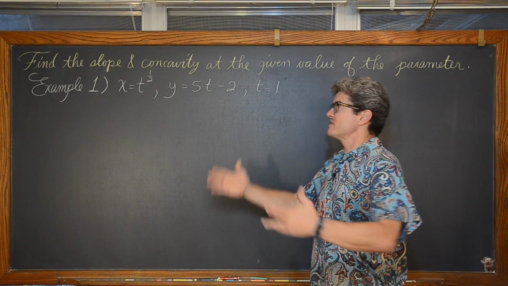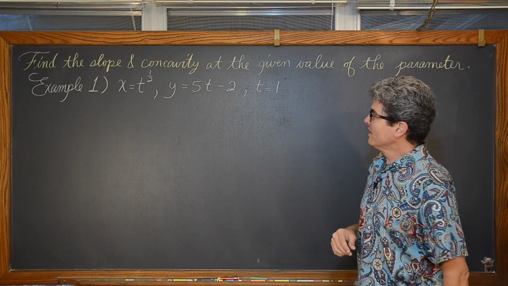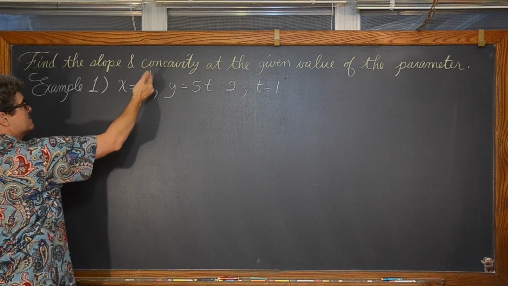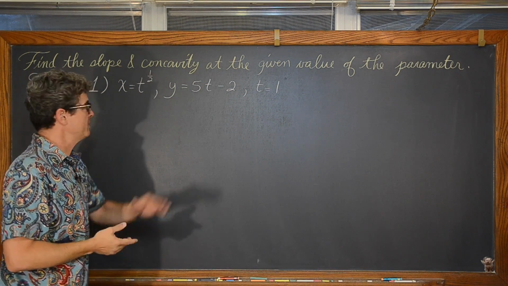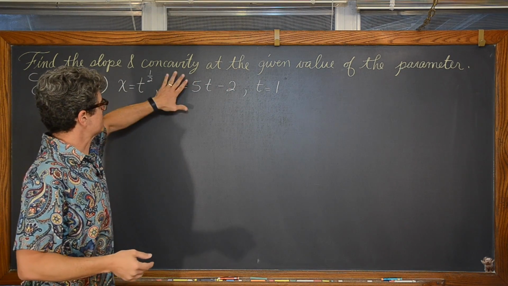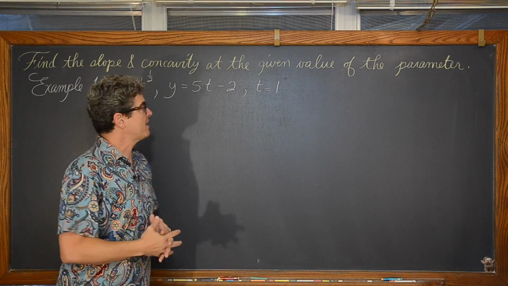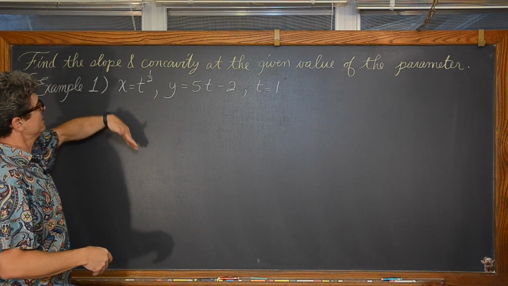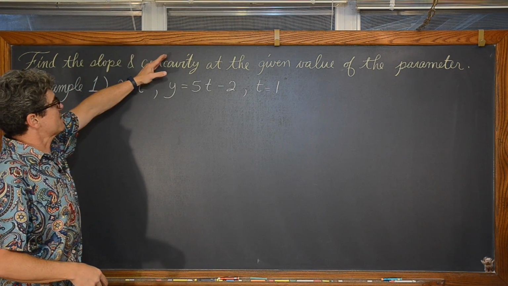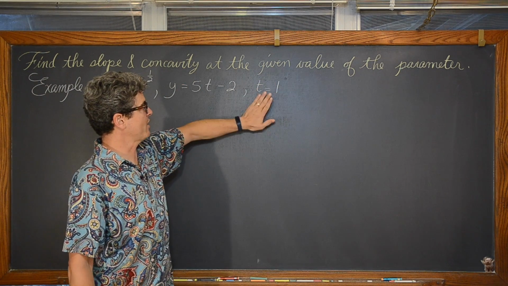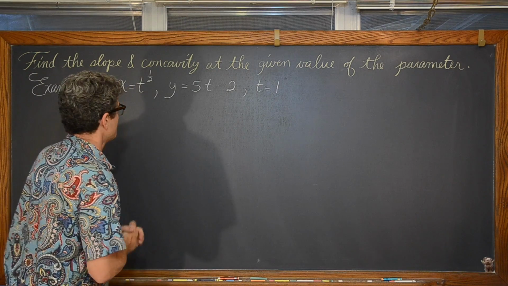So, starting off relatively easy, we have our first example. We have our parametric equation defining the horizontal movement. X is equal to basically the square root of t. We have our parametric equation describing the vertical movement. Y is equal to 5t minus 2. And we're going to find the slope, the first derivative, and discuss the concavity, the second derivative, at the given value of the parameter, which is, of course, t equals 1.